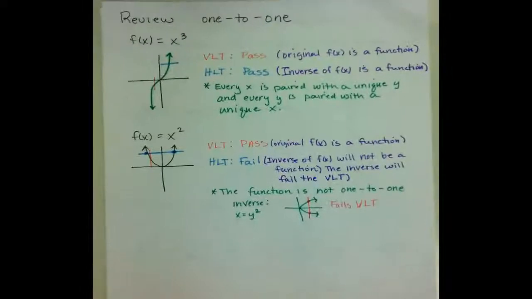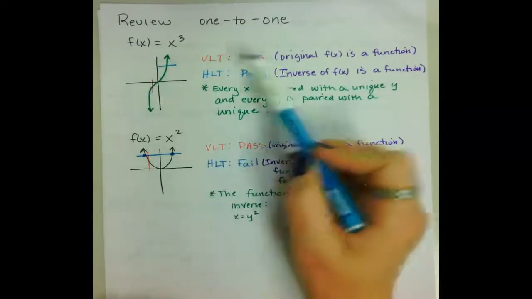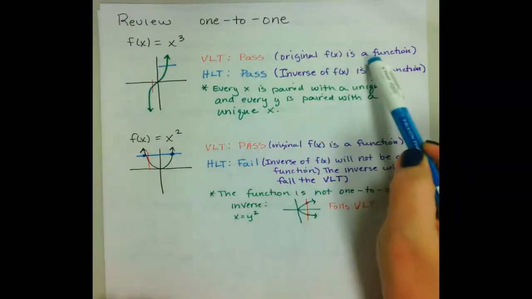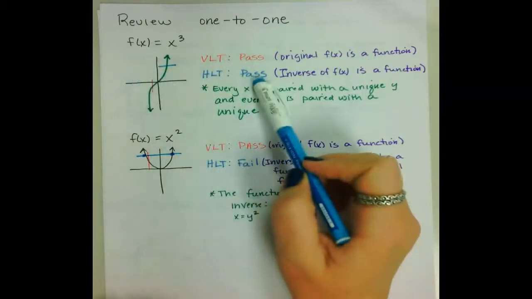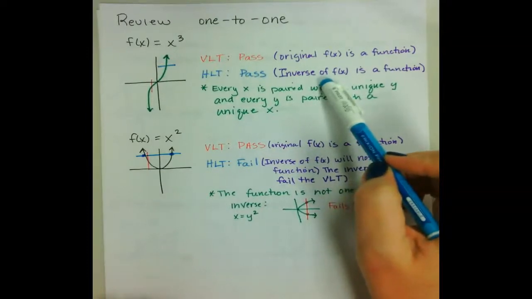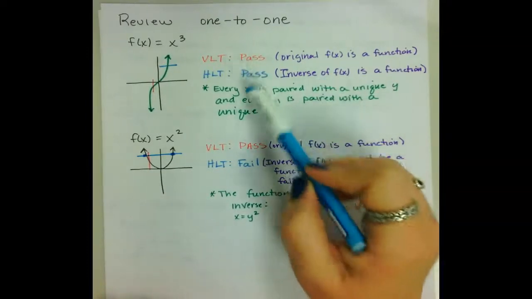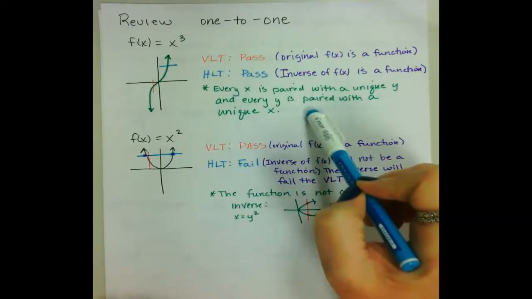Okay, I'm going to touch base real quick again with the horizontal line test and one-to-one. So here's my cubic function. When I do the vertical line test, it passes the vertical line test, so the original is a function. When I do my horizontal line test, it passes the horizontal line test, so I know the inverse of f of x is going to be a function, which means it's one-to-one since it passed both tests, and that every x is paired with a unique y, and every y is paired with a unique x.